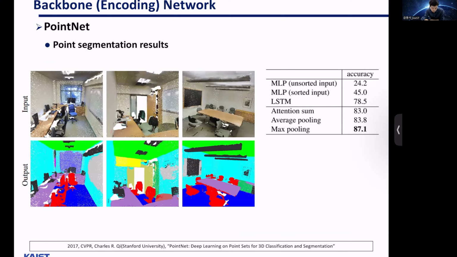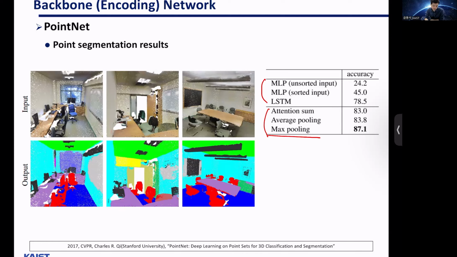And this was, like I said, a very early point-based encoding network, and segmentation was one of the tasks they focused on as an application. And here are the results. They did some ablation study, and they played with different pooling and different networks, and they were able to obtain decent results.